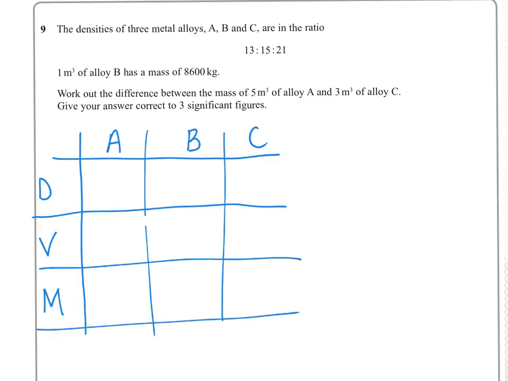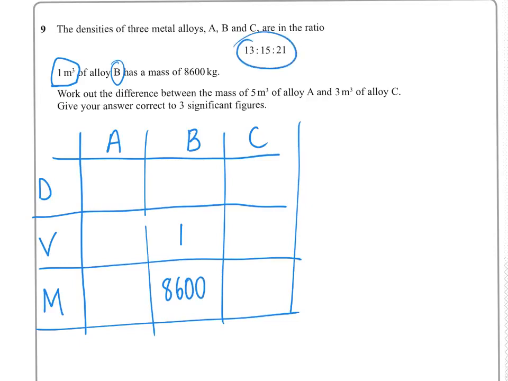Let's see what information we do have. We have that 1 meter cube of alloy B, so 1 meter cube, that's a volume, has a mass of 8,600 kilograms. But we also know the ratio of A to B to C is, I nearly made a bad mistake there, 13 to 15 to 21, and that's the ratio of the densities, so I put that in this row here.